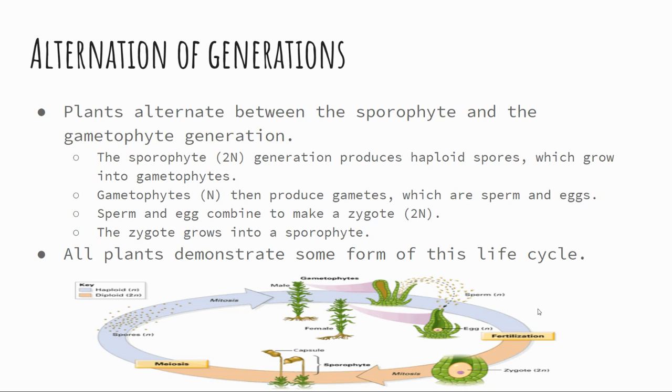That's what 2N means. And the zygote grows into a sporophyte. All plants demonstrate some form of this life cycle. So this is kind of like a summary of plant life cycles. Now, remember, we talked about multiple different classifications of plants. So there is some variation also, based off of whether they're seed bearing or not, whether they're vascular or not, whether they produce fruits and flowers or not. All of those things are going to play into this alternation of generation life cycle. But long story short, all plants are going to go through this cycle in some capacity.